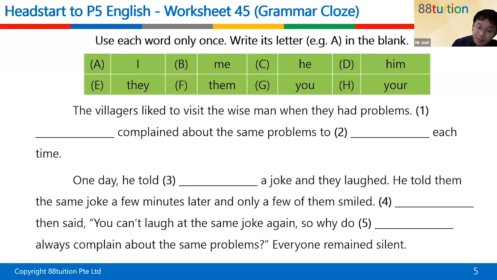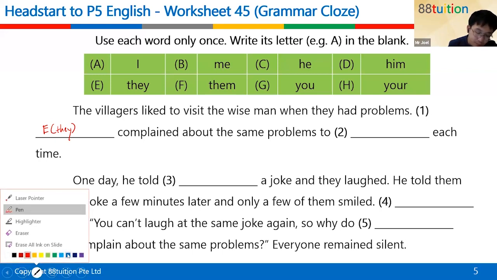So question number 1, the answer is supposed to be E, right? They. Okay, so let me pick someone who got it correct to explain to me why the answer is like that. Maybe Zoe. Zoe, why is question 1's answer they? Can you unmute yourself and explain to me?